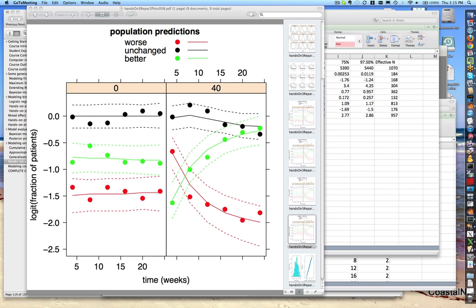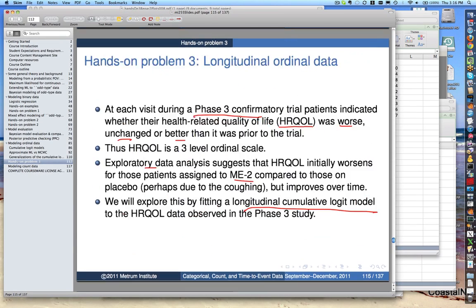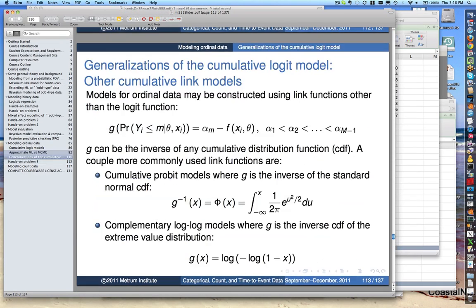Let's see, we got a question here from Dana. What should you do if proportional odds is not valid? Then we have to start looking at a broader range of models. It doesn't necessarily mean we can't use logistic regression or cumulative logits, but then you have to start entertaining changing. Actually, let me pull up the slides real quick here. Let me go back to the more general discussion here.